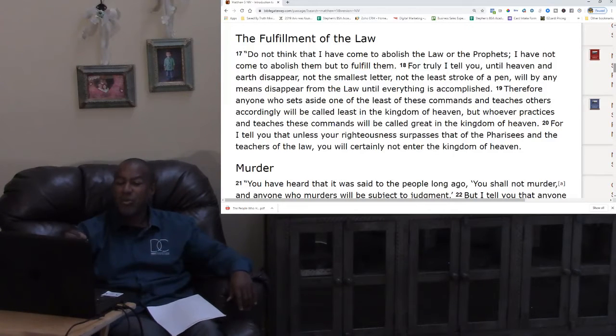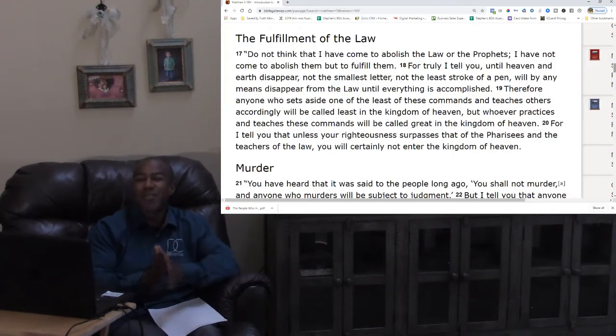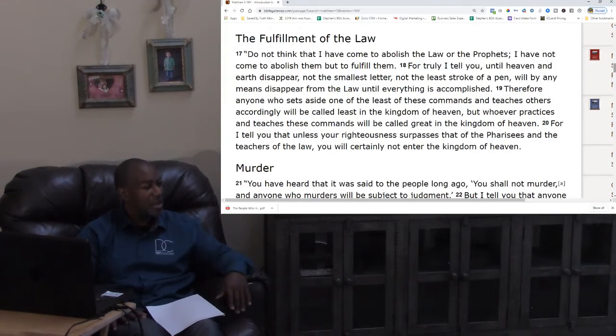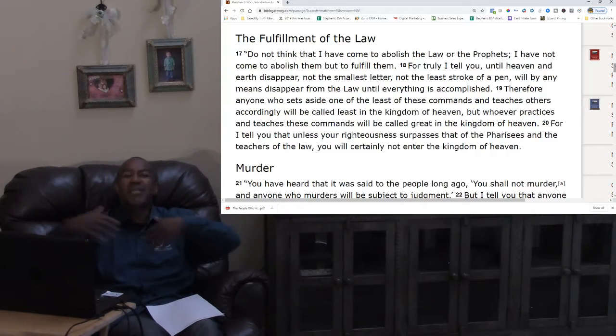Look what it says. Do not think that I have come to abolish the Law or the Prophets. I have not come to abolish them, but to fulfill them. See, they weren't fulfilled back in those days because God divorced the Israelites. He divorced them and got rid of the commandments and the holy days. He got rid of it because they didn't want to honor it.